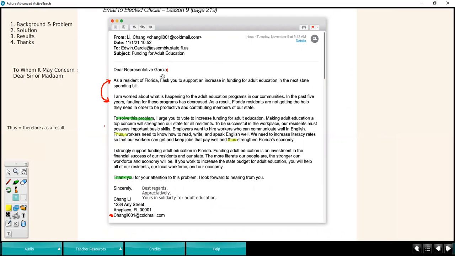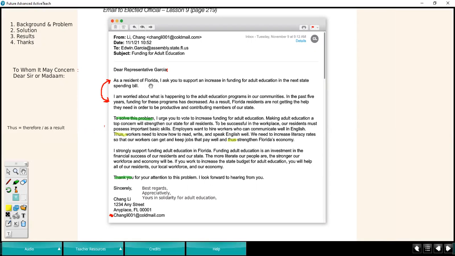Dear Representative Garcia, as a resident of Florida, I ask you to support an increase in funding for adult education in the next state spending bill. I'm worried about what is happening to the adult education programs in our communities. In the past 5 years, funding for these programs has decreased. As a result, Florida residents are not getting the help they need in order to be productive and contributing members of our state. So these two paragraphs are what could be written as one, give good background information.